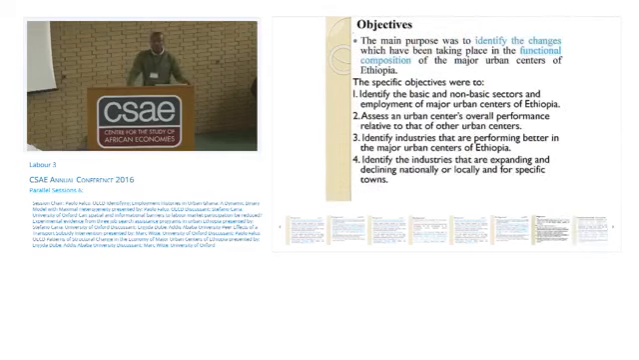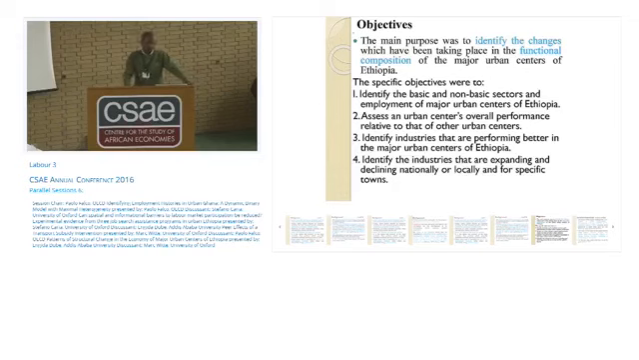So the major objective is to identify changes that have been taking place in the functional composition of major urban centers. Because they are dynamic, they need to be monitored, they need to be analyzed on a continual basis so that people will be updated. Authorities managing the city may have up-to-date information so that they may make proper decisions.